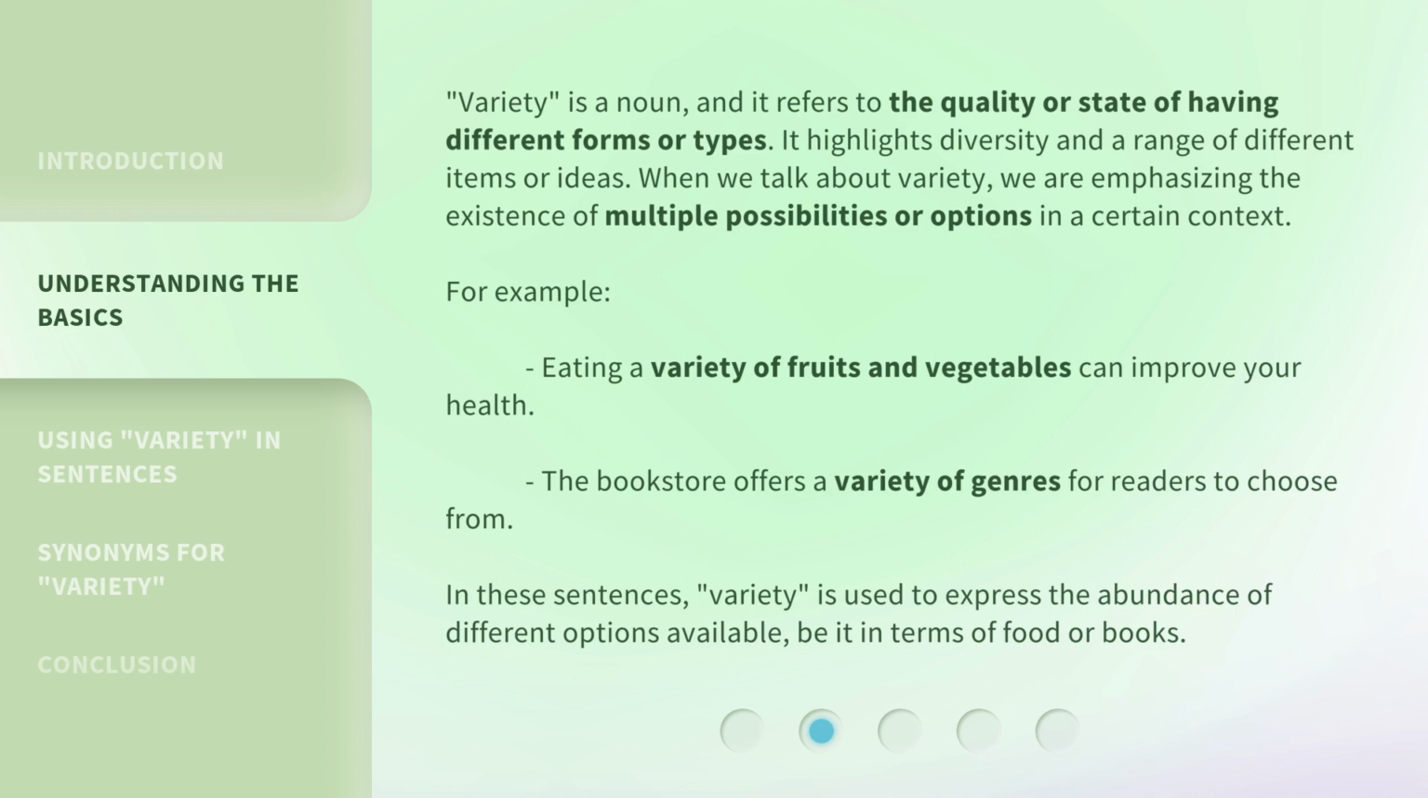For example, eating a variety of fruits and vegetables can improve your health. The bookstore offers a variety of genres for readers to choose from. In these sentences, variety is used to express the abundance of different options available, be it in terms of food or books.